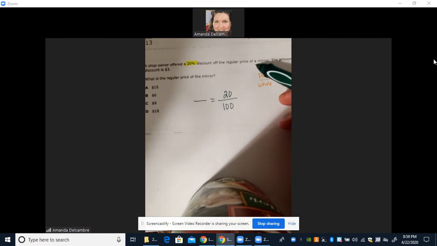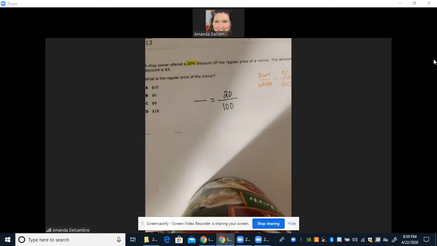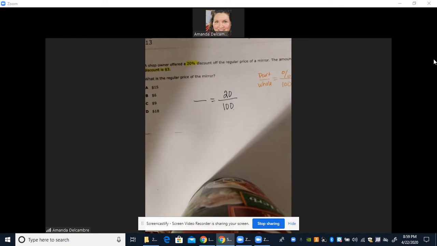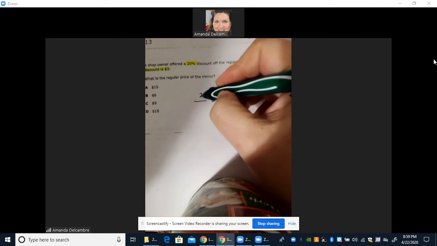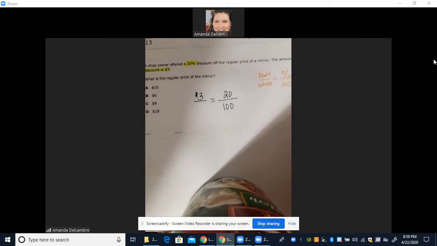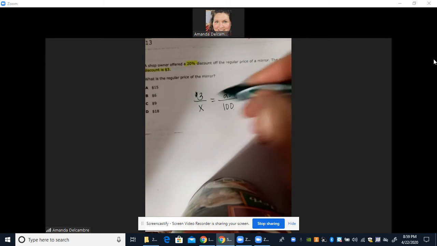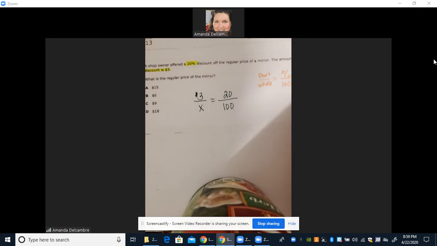Off of a regular price mirror, the amount of the discount was $3. So we're talking about the discount. Is a discount part or was that the whole amount? Well, the discount's part of it. So that would be $3. We've got to figure out what the whole amount is. So we could do this two ways.